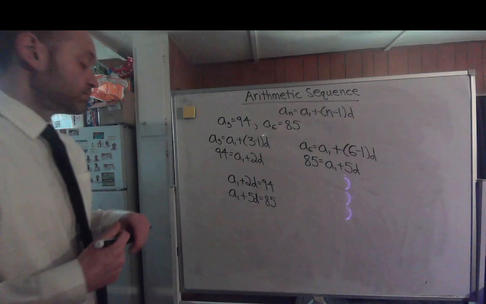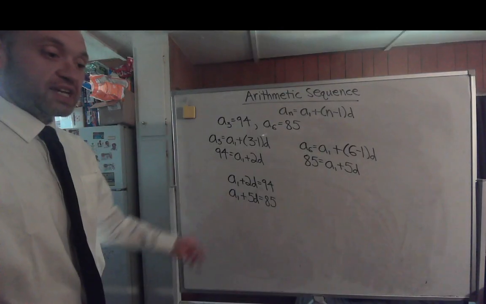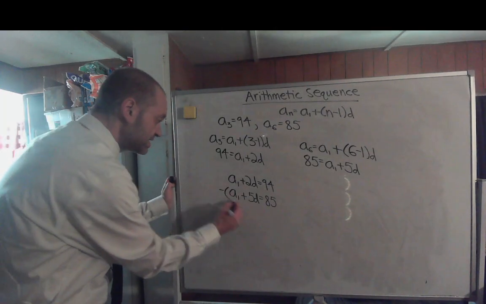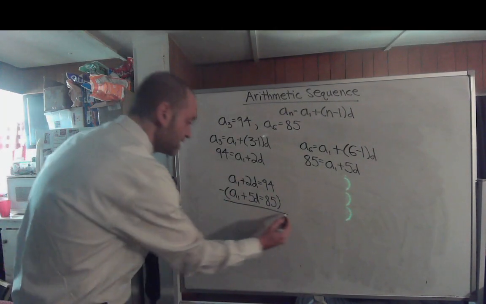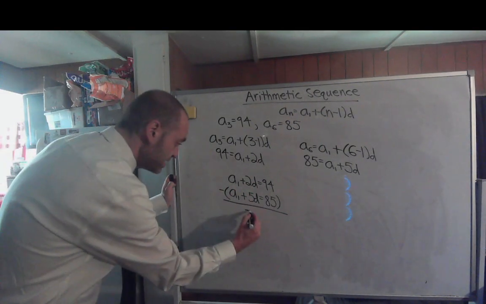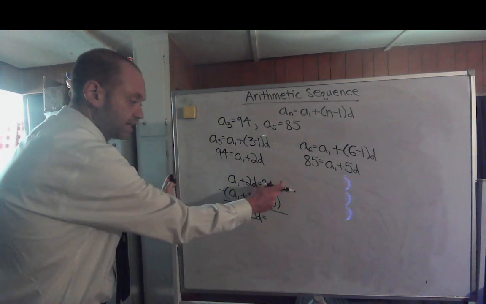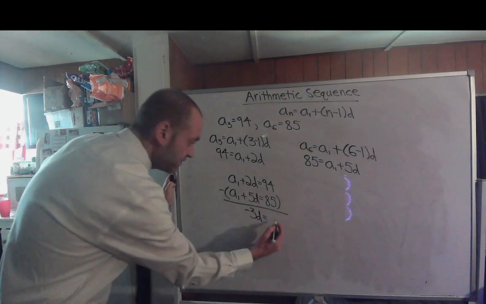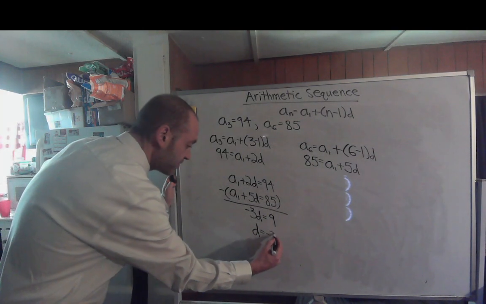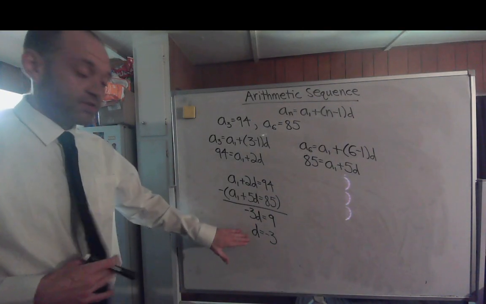Alright, so just solve this like you would a normal system. I think it's safe to say we could eliminate the a sub 1s by subtracting the second equation from the first. a sub 1 minus a sub 1 is 0. 2d minus 5d is negative 3d, equals your next side. 94 minus 85 is going to be 9, which means d is negative 3. So I found my common difference to be negative 3.